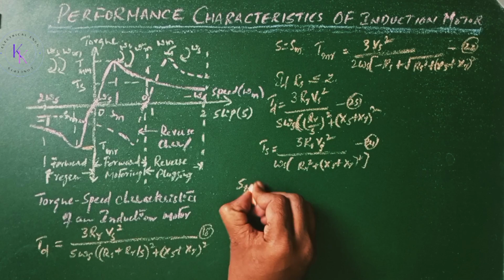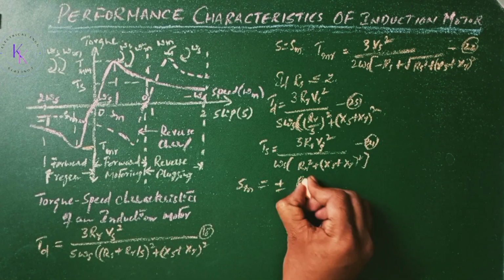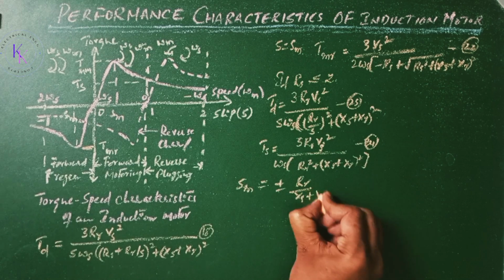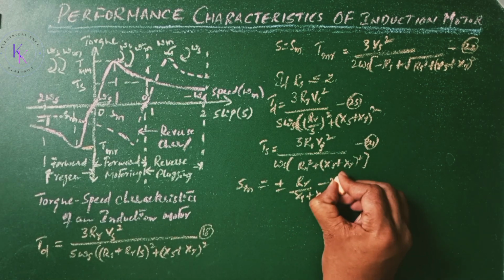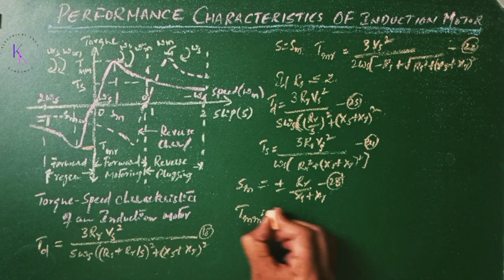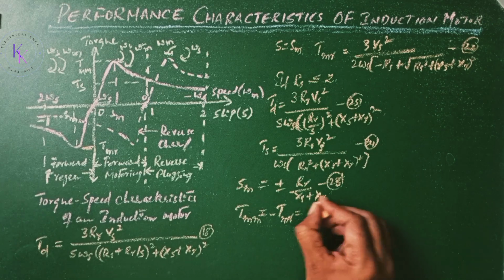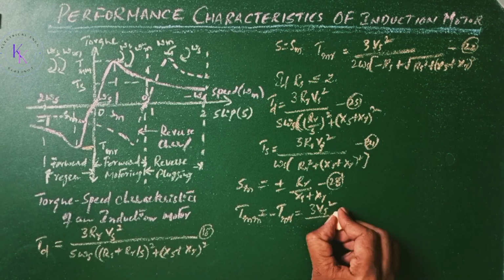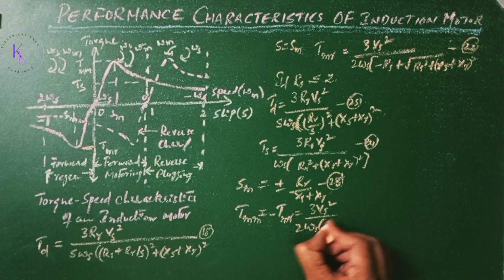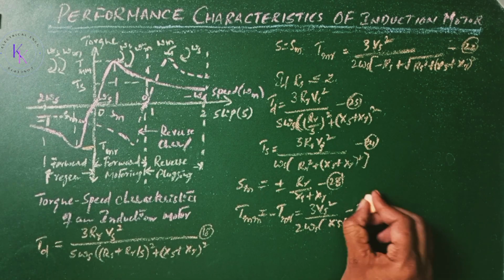Then Sm, equation number 20, will become plus or minus Rr divided by (Xs plus Xr). Let this be equation number 25. And Tmm will become minus Tmr, that equals 3 Vs square divided by 2 omega s of (Xs plus Xr). Let this be equation number 26.